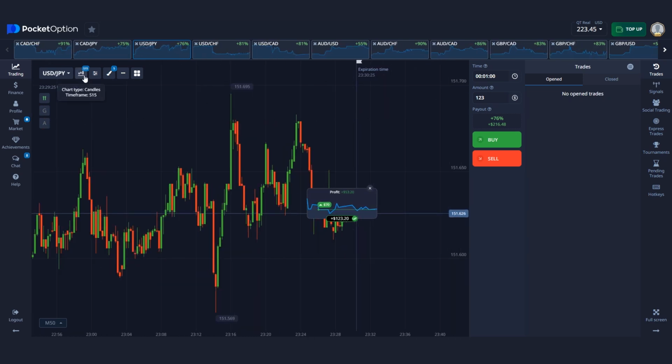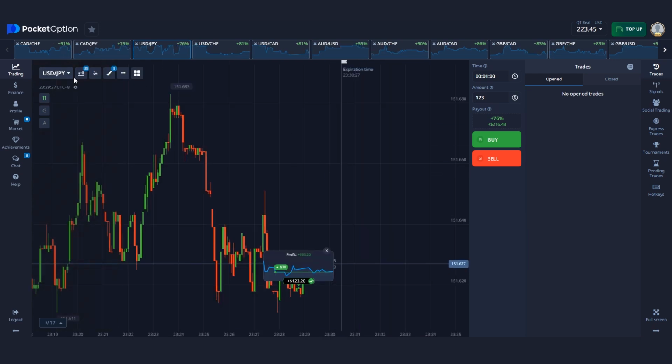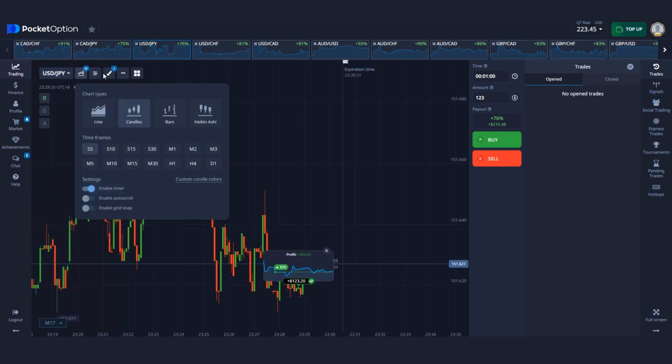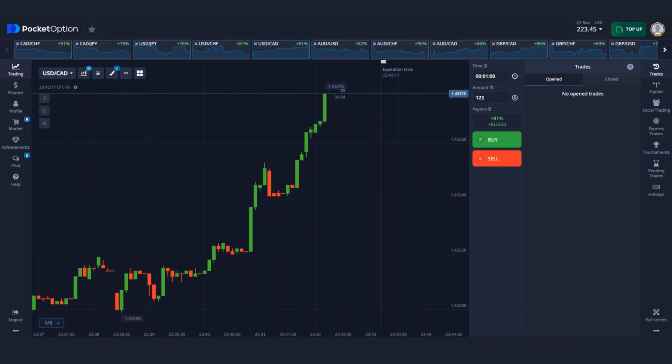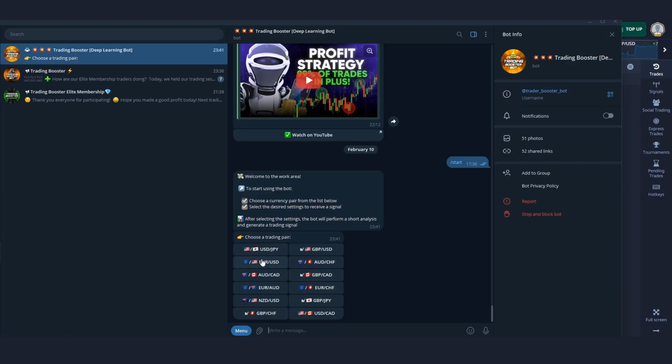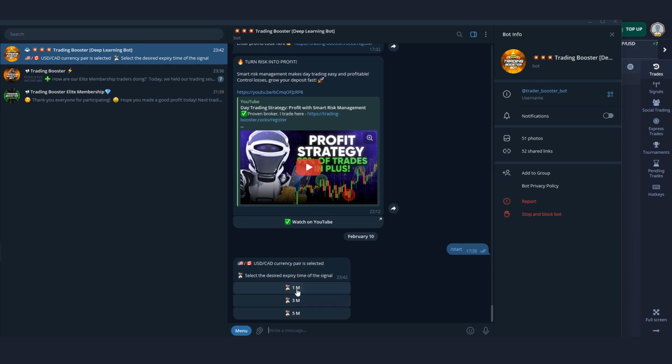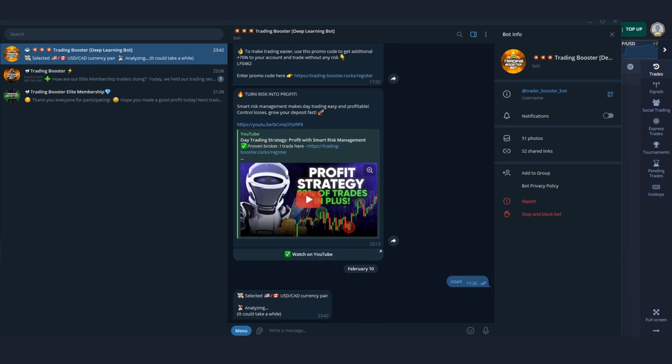And let's open the next trade with the best entry point. For this, I need to open the candles and press 5 and then press show timer. This will be the best entry point. Now I'm choosing the currency pair, US dollar to Canadian dollar. I go to the booster bot, select the currency pair, and set the trade time to 1 minute.